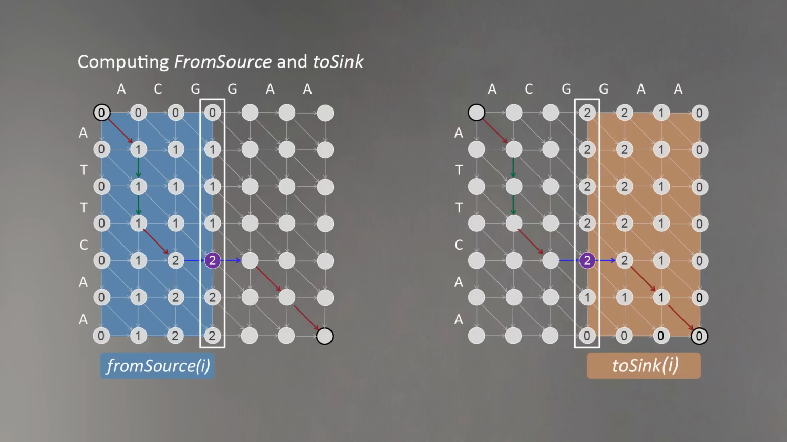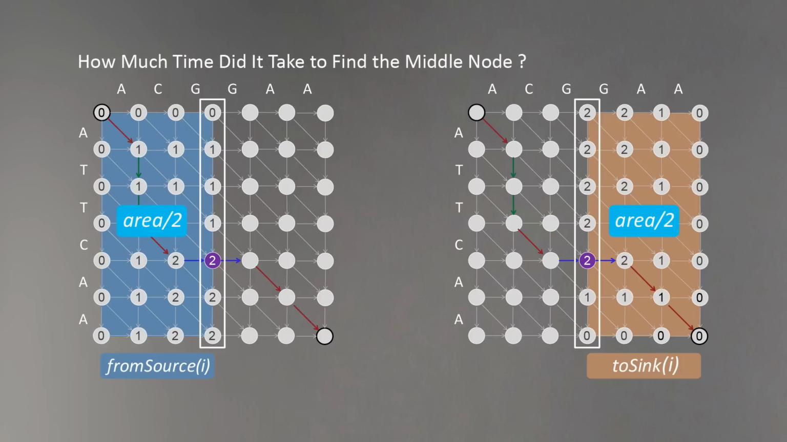And after we have these two vectors, from source and to sink, we can sum them up and find values in the middle column. So what is the runtime of this algorithm? To find from-source values, we need to visit area divided by 2 of our whole Manhattan grid. And to find the to-sink vector of values, we also need to visit area divided by 2. So we actually need to visit the whole Manhattan grid to find values in a middle node.